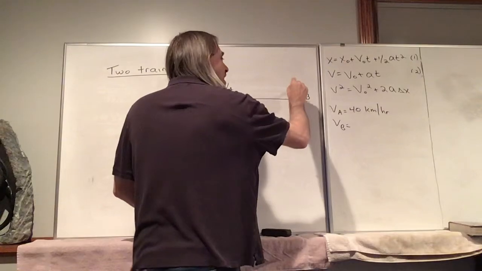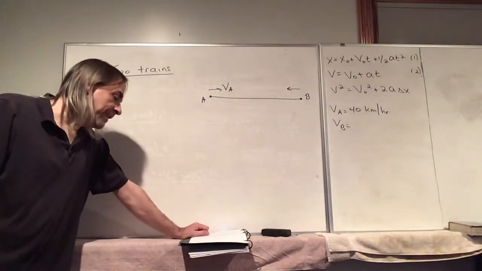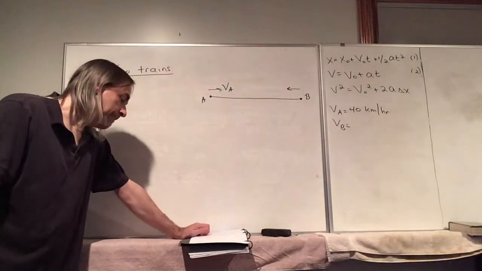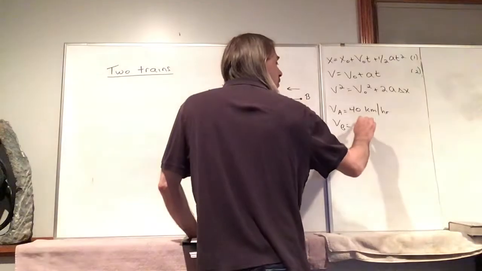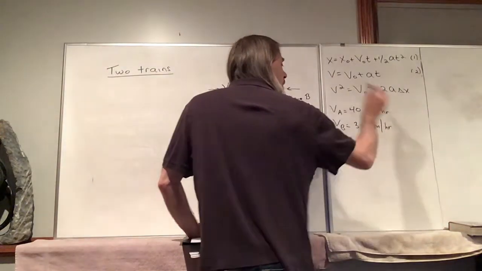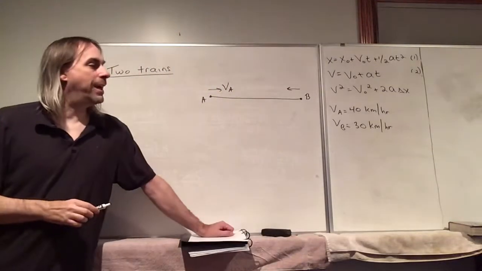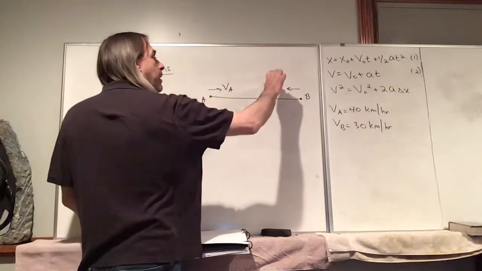And then at the same time that a train leaves station A, another one leaves B heading towards A at 30 kilometers an hour. And the question is, where do the trains meet? Okay, so we'll call this VB.